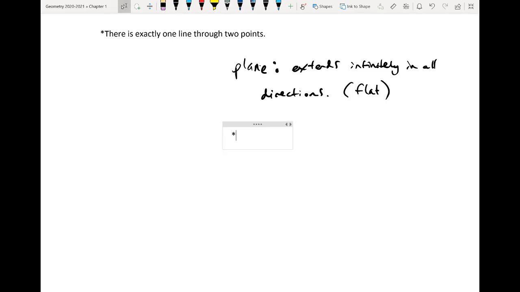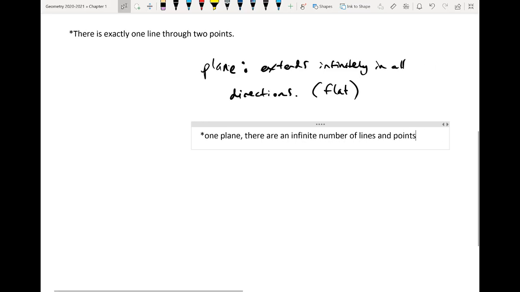Okay, so in one plane there are an infinite number of lines. And if there's an infinite number of lines, that would also mean that there are an infinite number of points within it. Also, there are a minimum of 3 non-collinear points in a plane.